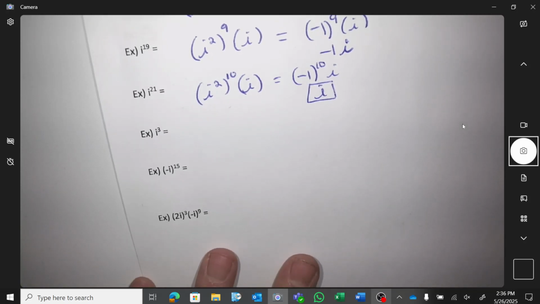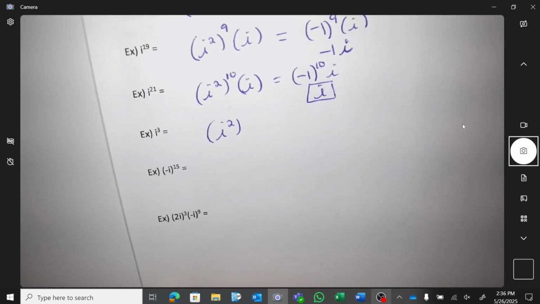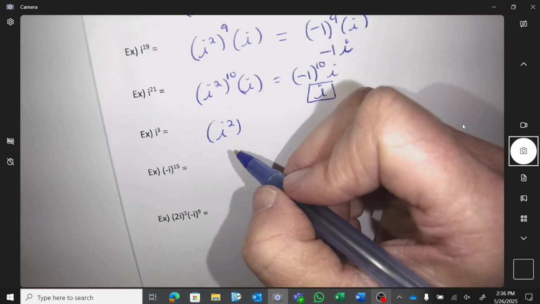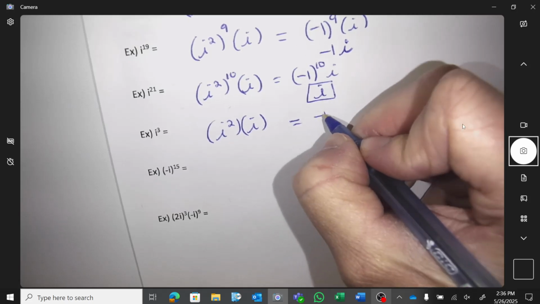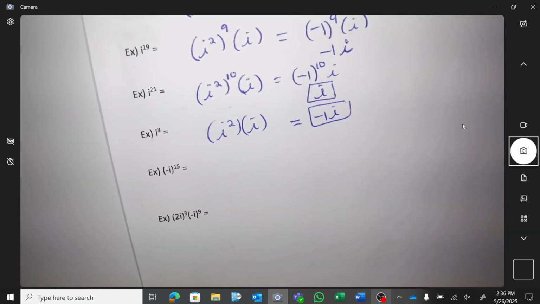Okay, i cubed, so I'm going to get i squareds. And then, well, I just have to do that once because I can't do it more than that, right? But then I need another i, right? So that's the most I can do with that. And then what's i squared? -1. And then i.